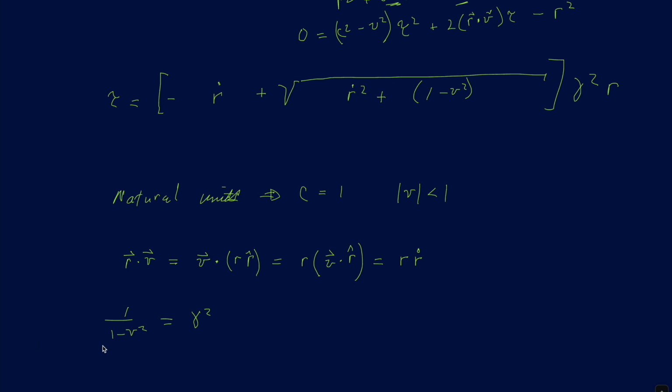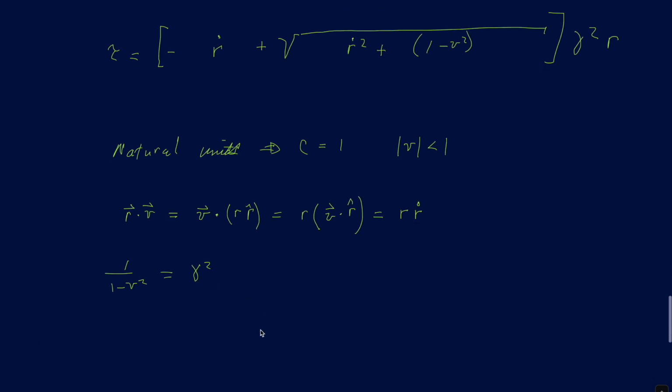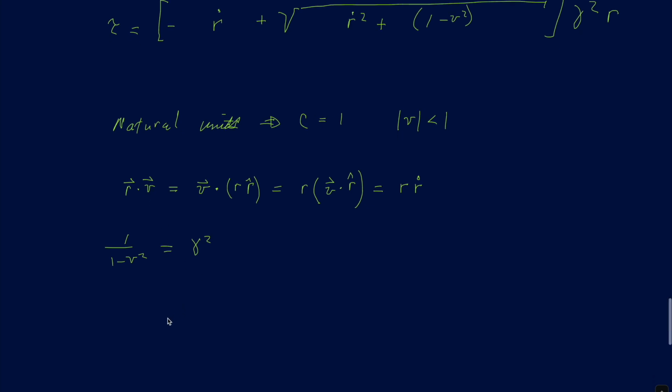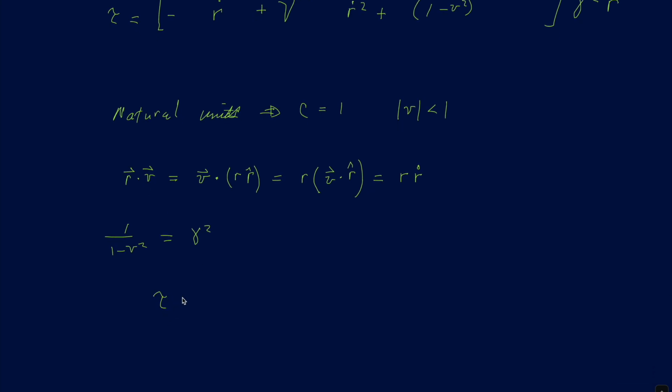And when we're done, let's write this a little bit more cleanly now. So what we now have is tau equals, let's put this stuff out front. We've got a gamma squared r. I'm going to put the square root first now, so it's going to be gamma squared r. Now we've got this thing, which is the square root of r dot squared plus 1 minus v squared.